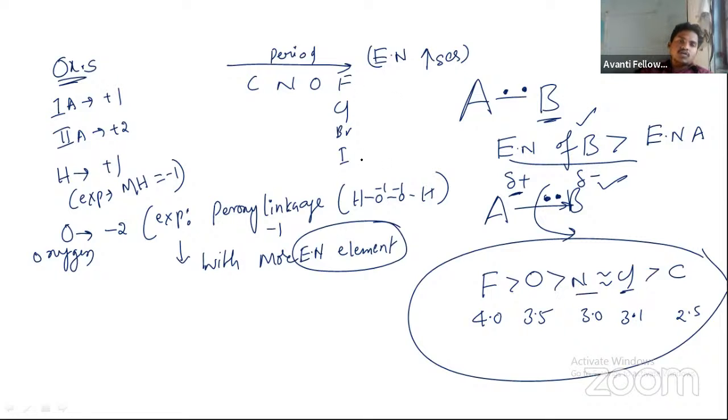तो डाउन द ग्रुप इलेक्ट्रोनेगेटिविटी डिक्रीजेस, across the period electronegativity increases. I hope you people understand this one. Please do tell me in the chat box if you understand this one.